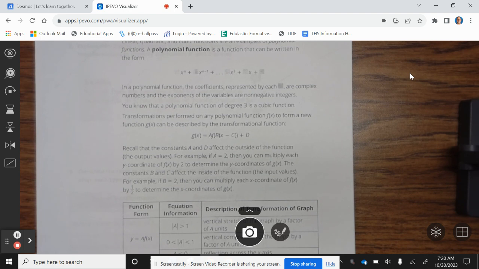Transformations performed on any polynomial function f of x to form a new function g of x can be described by the transformational function g of x equals a times f of b times x minus c plus d. Recall that constants a and d affect the outside of the function, the output values. For example, if a equals 2, then you can multiply each y-coordinate of f of x by 2 to get the y-coordinates of g of x. Constants b and c affect the inside of the function, the input values. For example, if b equals 2, then you can multiply each x-coordinate of f of x by 1/2 to determine the x-coordinates of g of x.